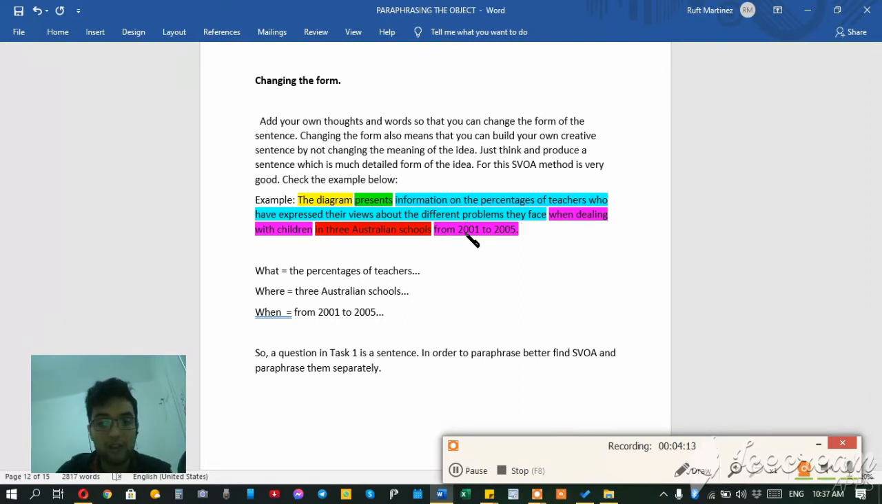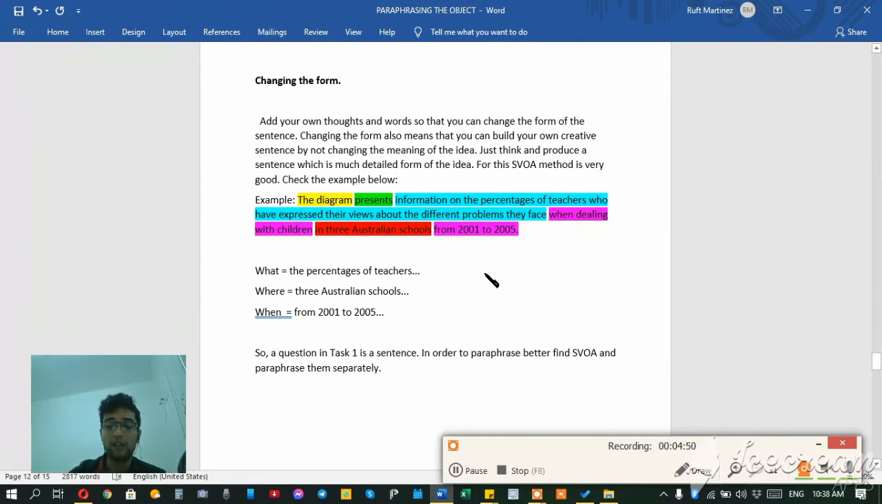So what I'm trying to say is that the question is simple. Find subject, verb, object, adverbial, and expand them according to the information in the diagram. As you remember, we have learned how to expand our sentence, the expansion of the sentence. There we had relative clauses, we had P1, P2, we have adjectives, okay? So you can also use them.